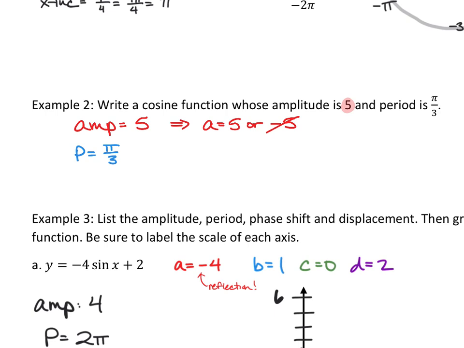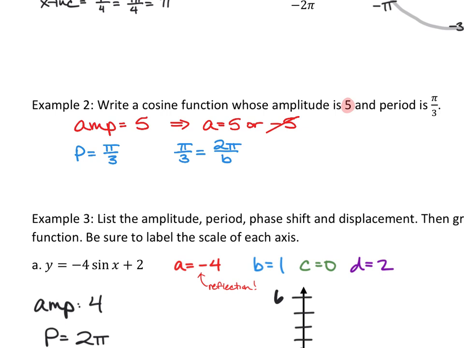But I don't plug the numbers pi over 3 into the formula. What number would I be getting to use in the period? By b, yeah. So we need a b value to plug in. We know that the period is pi over 3, but we also know that period is 2 pi over b. Well, that's a proportion that I can solve because I only have one unknown variable, that's b.